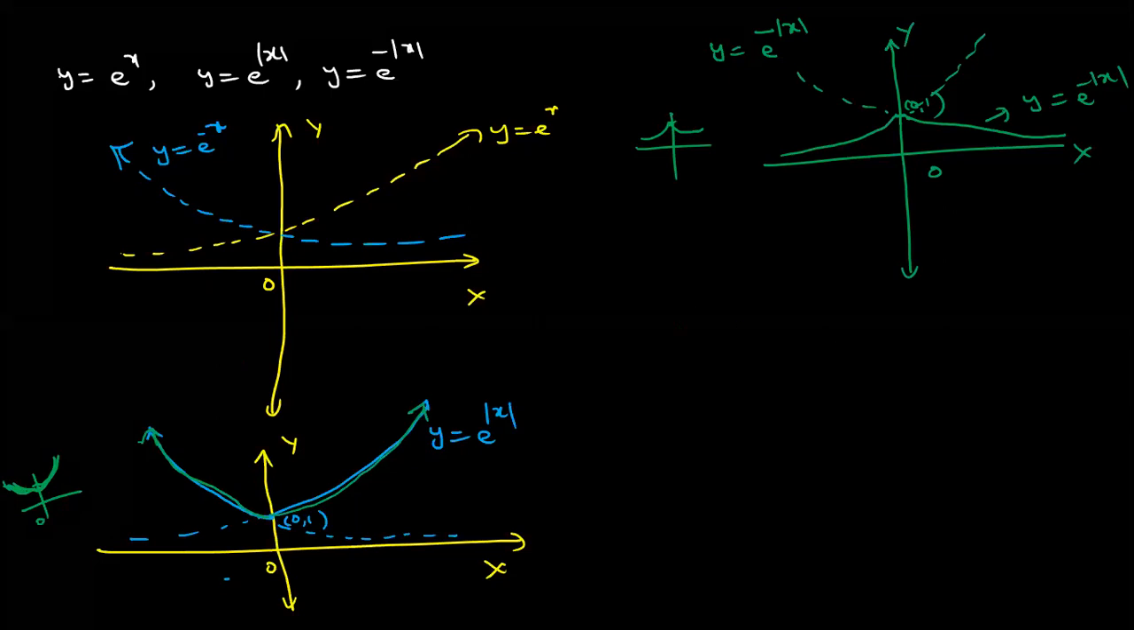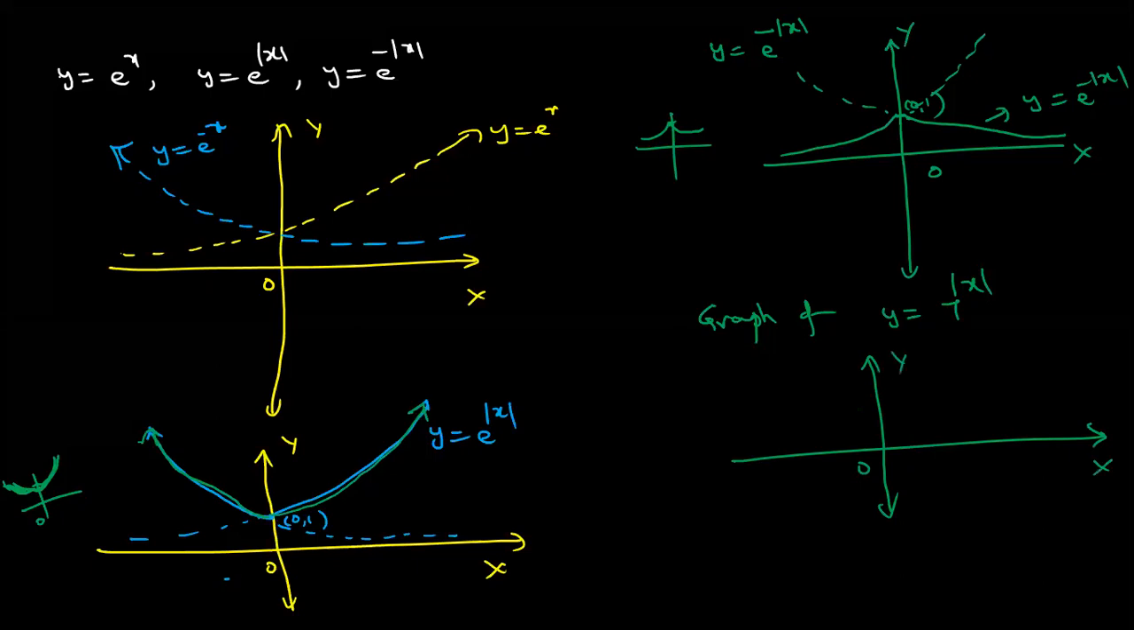Now, graph of y is equal to 7 power mod x. Can anyone guess what is the graph? Anyone? Okay, this is the graph coming exactly. A sharp edge is there, okay? Like that. So this is what your graph looks like. Graph of 7 power minus mod x.